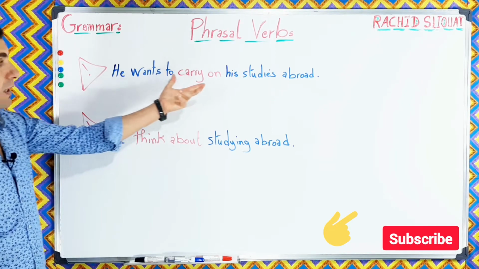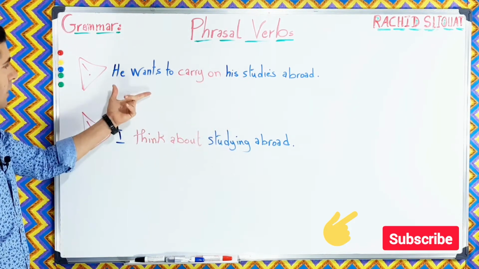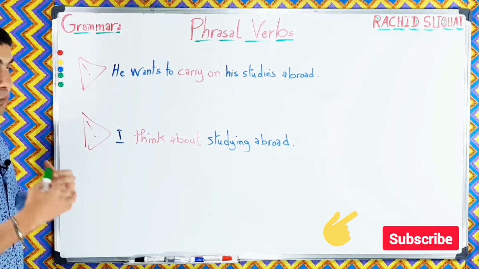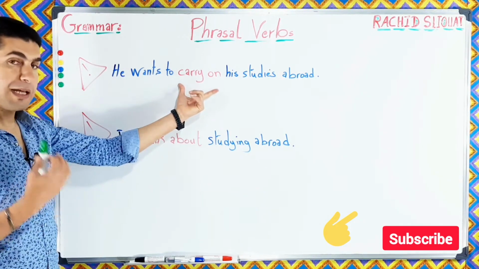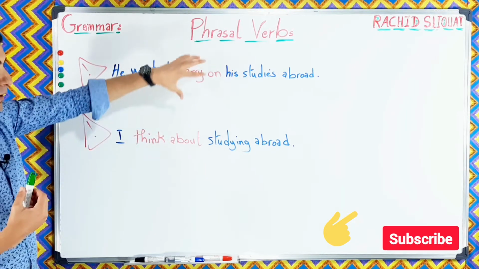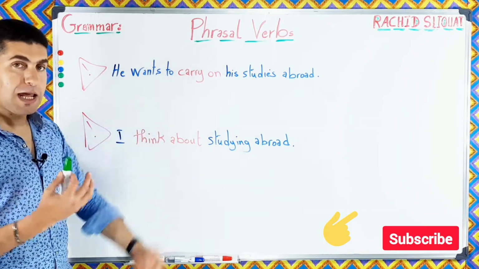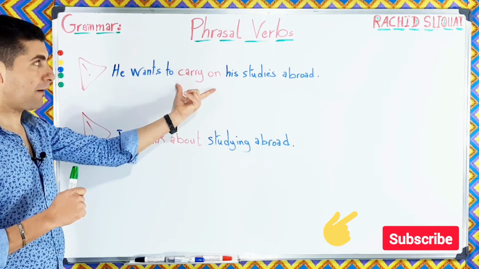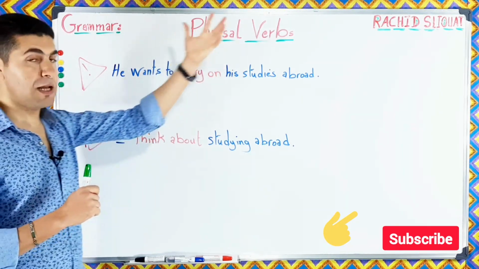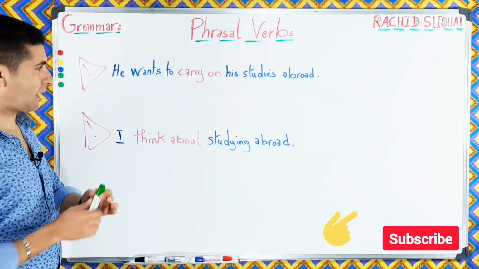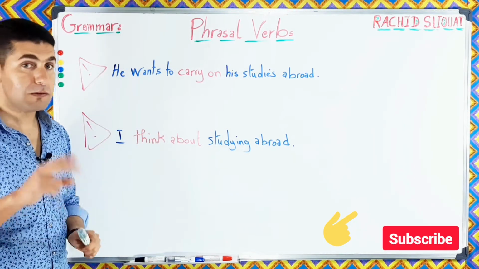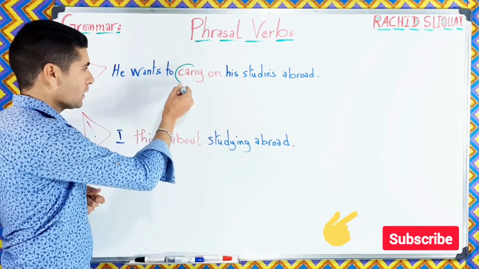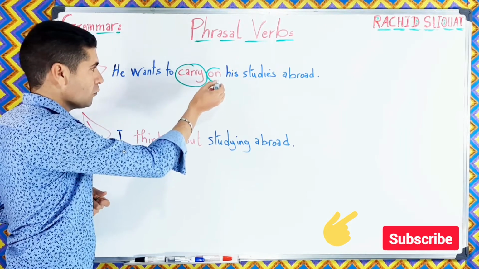He wants to carry on his studies abroad. He wants what? He wants to carry on his studies abroad. So here we have a verb, carry on, and on purpose I wrote it in a different color. This is the phrasal verb. At first glance, you notice that it is composed of two components. Number one is carry, and number two, on.